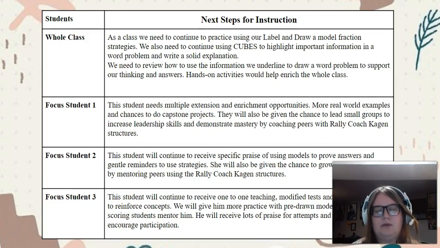Student number 3 will continue to receive his 504 modifications for tests and small group pulls to reinforce concepts, and then he will also be using pre-drawn models and letting some of my higher scoring students be his rally coach mentor, so he doesn't just get reteaching from me but from his peers as well. He's going to continue to receive that praise for attempts and active listening. Just seeing him participate is a good first step with him.